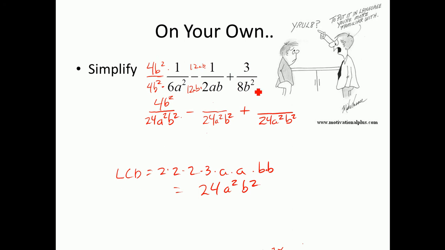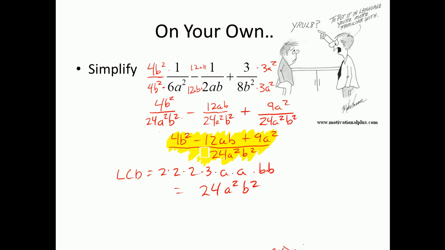And then 8b squared, I just multiply that by 3a squared. And whatever I do to the bottom, I got to do to the top. So once that happens, my numerator here should be 12ab, and my numerator here should be 9a squared. So then from here, we can actually simplify this. Go ahead and try to simplify that and see what you get.